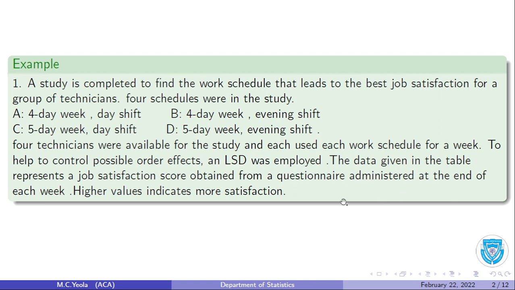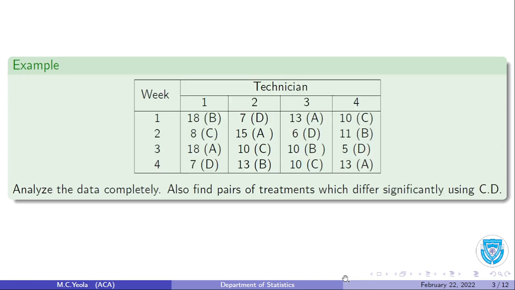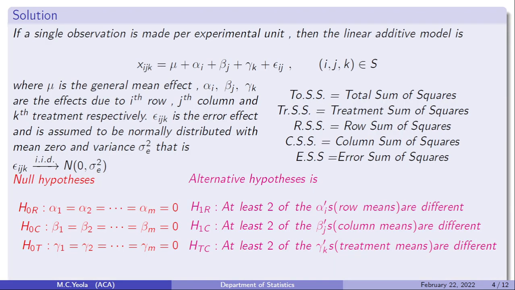The data given in the table represents a job satisfaction score obtained from a questionnaire administered at the end of each week. Higher values indicate more satisfaction. This is the data we are having: technician 1, 2, 3, 4, and their week 1, 2, 3, 4. Analyze the data completely. Also find pairs of treatment which differ significantly using CD.